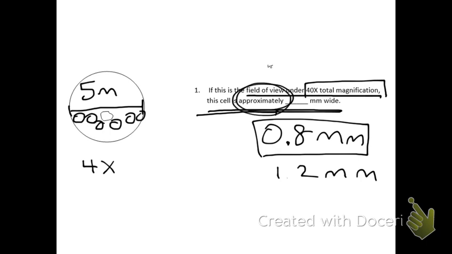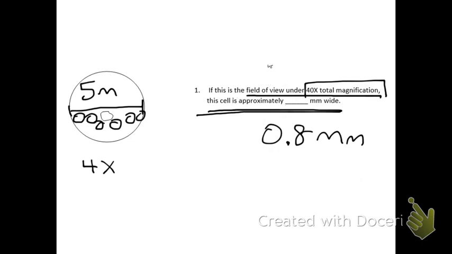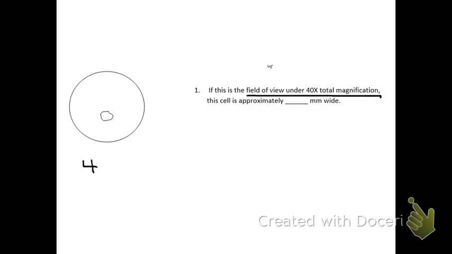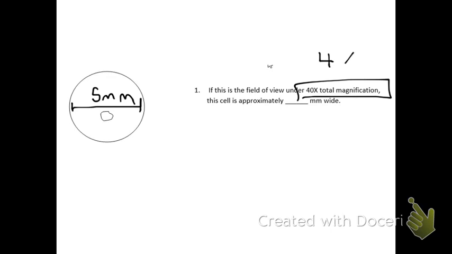But the only way you can answer this question is to remember. You need to remember when you're answering something like this that this is 5 millimeters across, right? That's what you have to remember here. That when you're using 40x total magnification, and that means you're using the 4x objective, that this is 5 millimeters across. Now, let me ask the question in a different way. Let me just change the question.